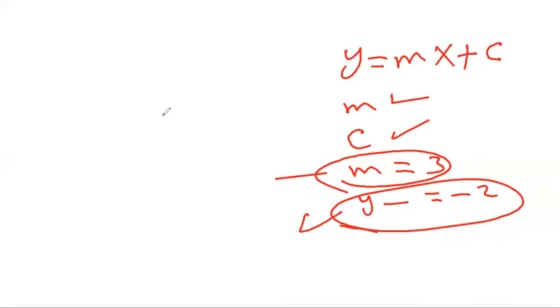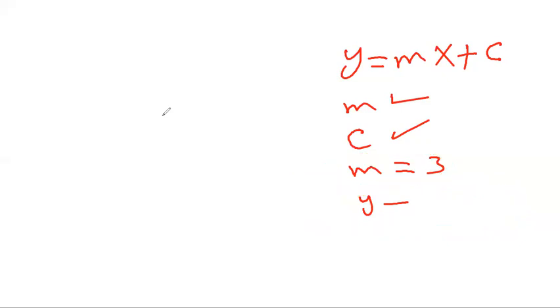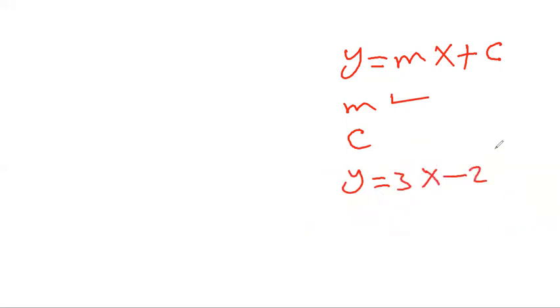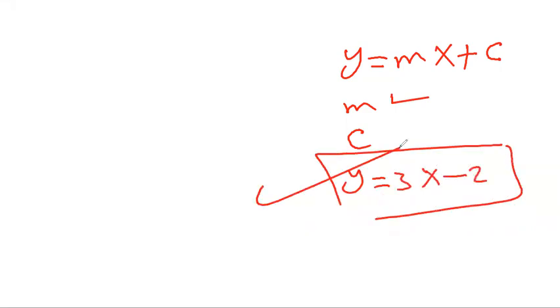Y equals 3x minus 2. Y equals 3x minus 2 is the true answer. Thanks, Dr. Muhammad Subhi. This is the equation of the straight line with gradient 3 and the y-intercept equals -2. So please go to your book, page number 225.